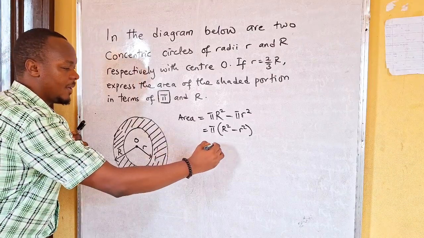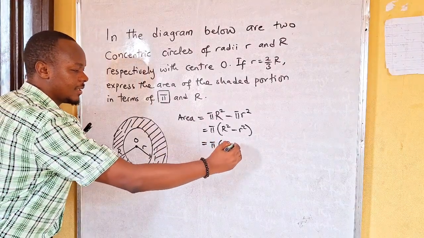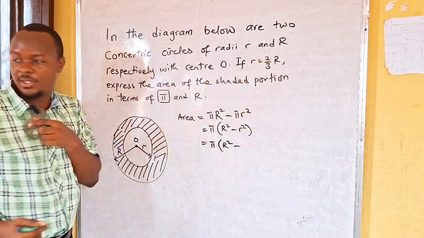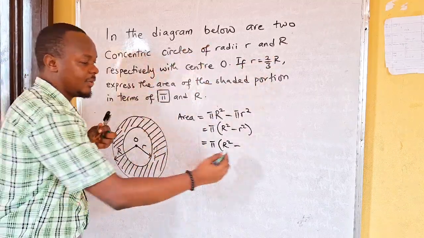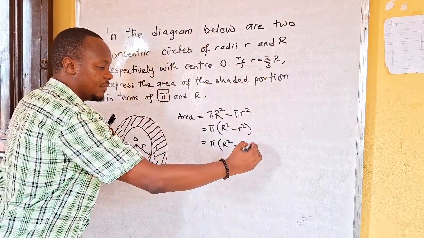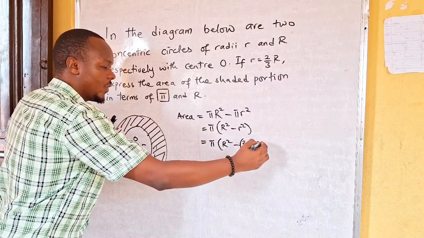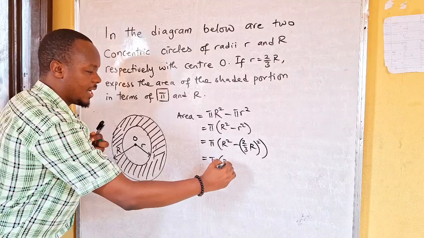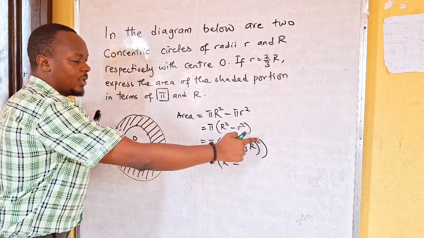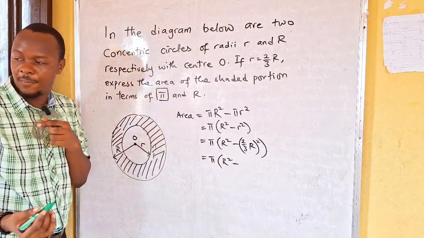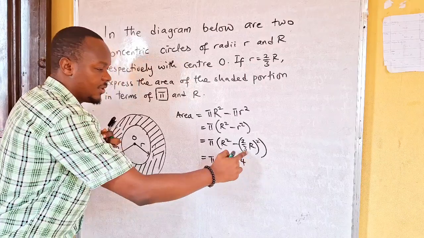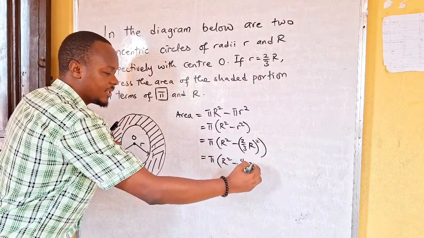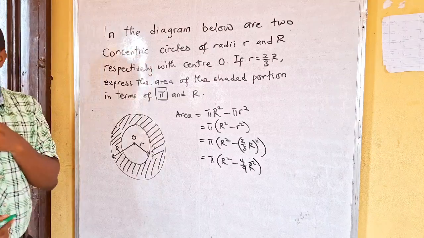So remember that small r is 2 over 3 big R. So 2 over 3 big R all squared. So this will be pi R squared minus 2 squared is what? 4. 3 squared is 9. Then you have R squared here. So this is R squared here.